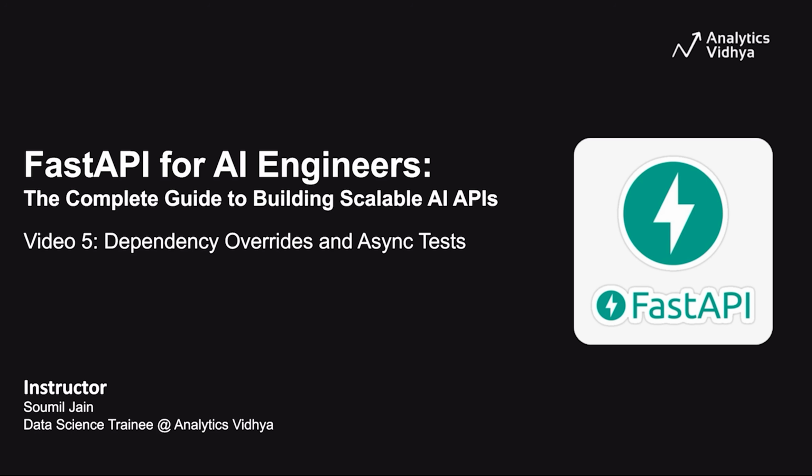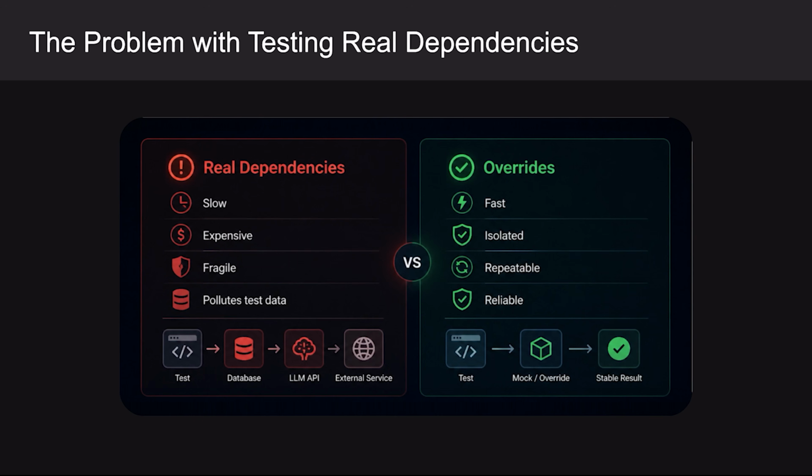Let's get into it. The red panel on the left shows what happens with real dependencies and tests. Slow, expensive, fragile, and they pollute your test data. The flow below it shows why. Your test hits the database, then the LLM API, then an external service. Any one of those failing breaks every test. The green panel on the right shows what overrides give you instead. Fast, isolated, repeatable, reliable. The flow simplifies to test hits a mock, gets a stable result. That's it. Good tests should give you the same result whether you run them on your laptop, in CI, or at 3 a.m. when every external service is down.